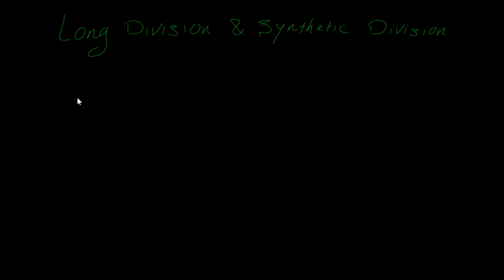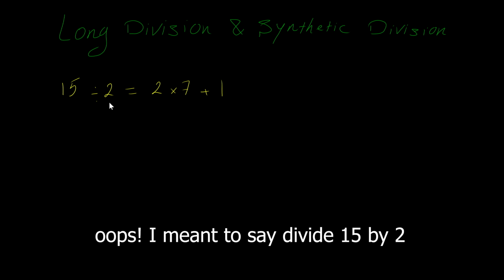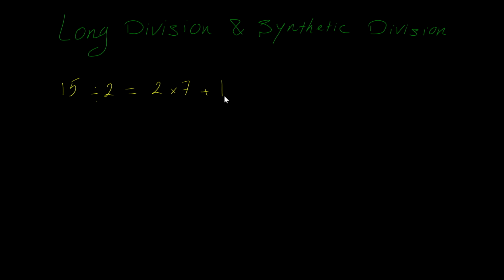Polynomial division is very similar to regular division. Let's say we have the number 15 and we want to divide it by 2. Basically, here we will have 2 multiplied by 7 plus 1. So if we divide 15 by 2, the factor that we get out of it is 7, and the remainder will be equal to 1.